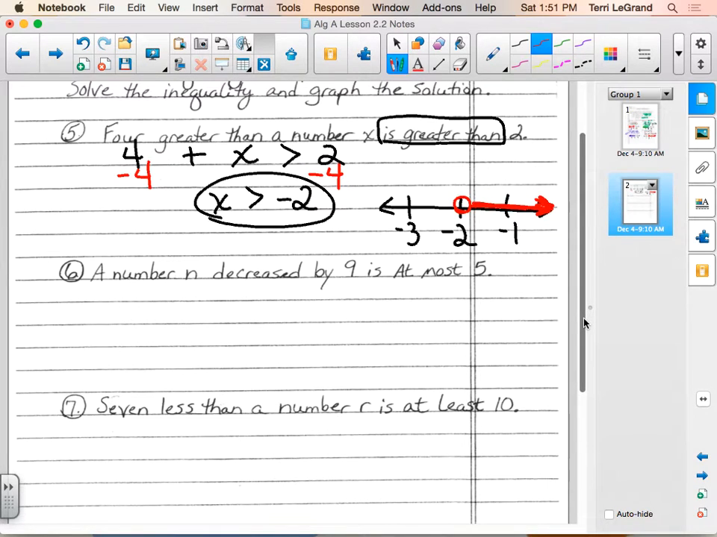So let's just pick a number and see if it makes sense back in the sentence that it started with. Let's take a number from this region, like 0 would be in our shaded region. Let's put it up here and see what happens. 4 greater than 0, so that would be 4 plus 0 is greater than 2. Yeah, 4 plus 0 is 4. 4 is greater than 2.